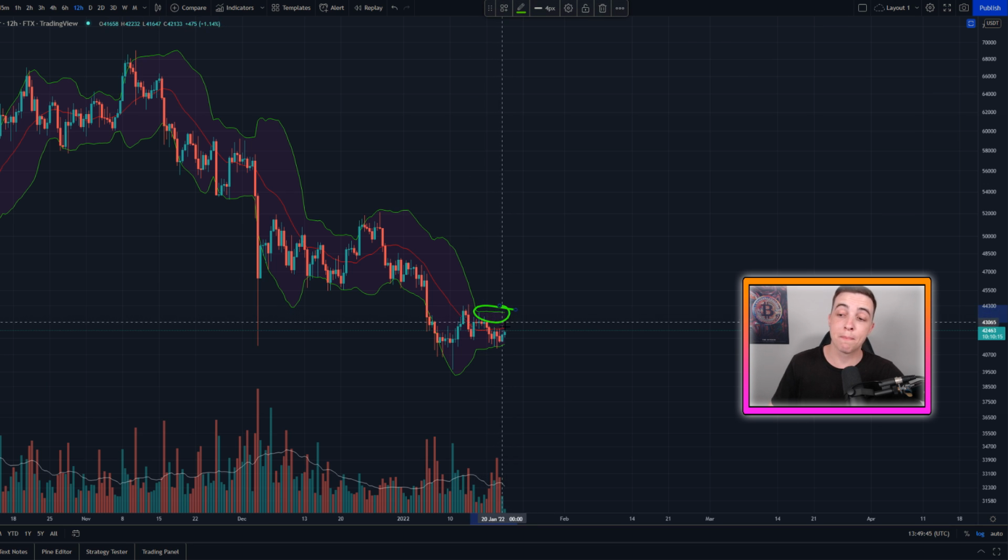So if we see a major breakout above 44,000, that could be a strong sign on the chart that we are looking to begin a trend reversal. But as of right now, once again, we haven't actually seen that just yet.